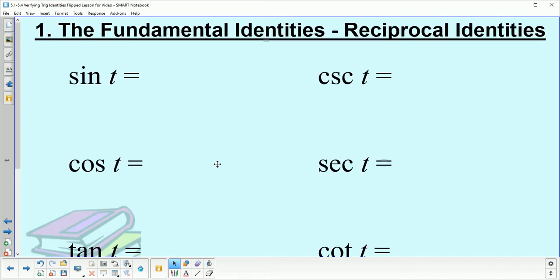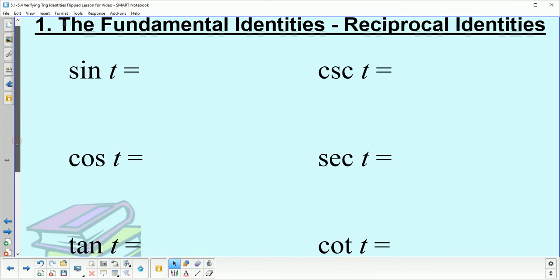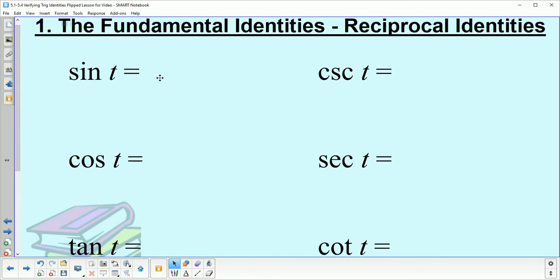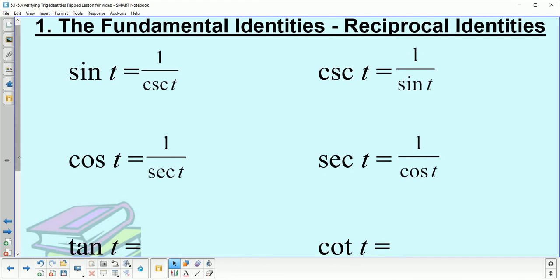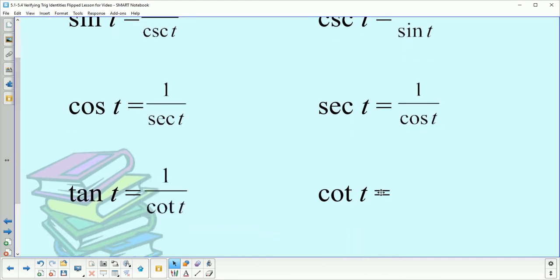Okay, so first stuff we've actually already seen before, fundamental trig identities, and again we're talking reciprocal identities, so sine being the reciprocal of cosecant and cosecant being the reciprocal of sine. Cosine and secant are reciprocals, and then like we've talked about, tangent and cotangent are reciprocals. Okay, so those are the reciprocal identities.